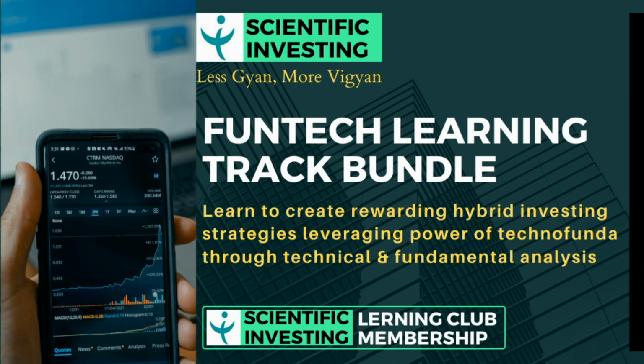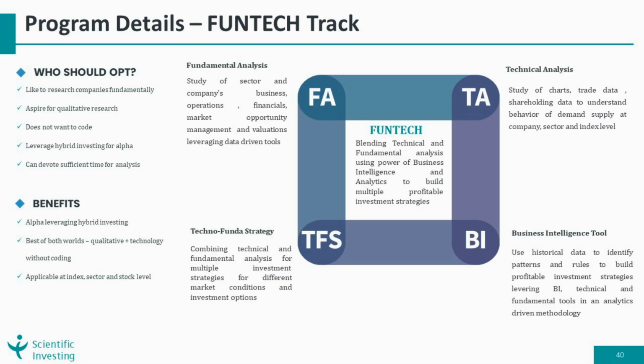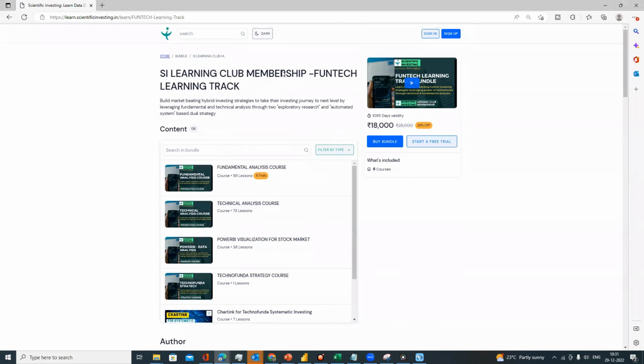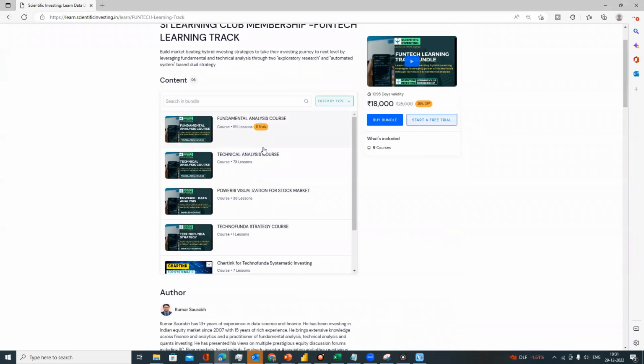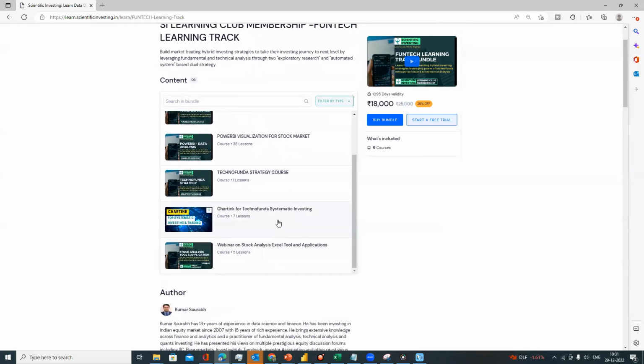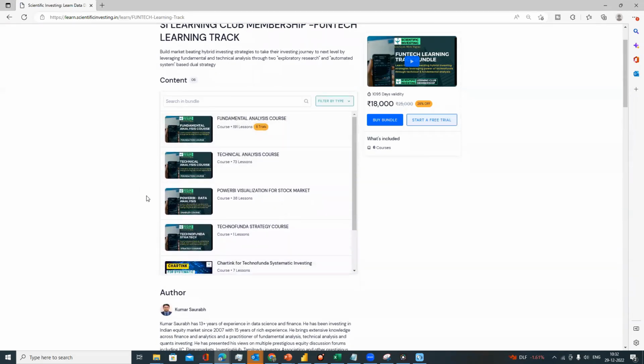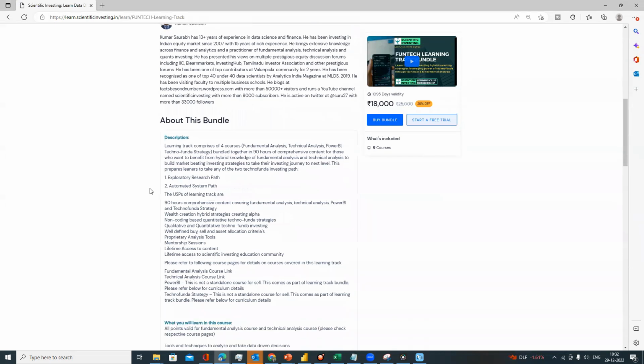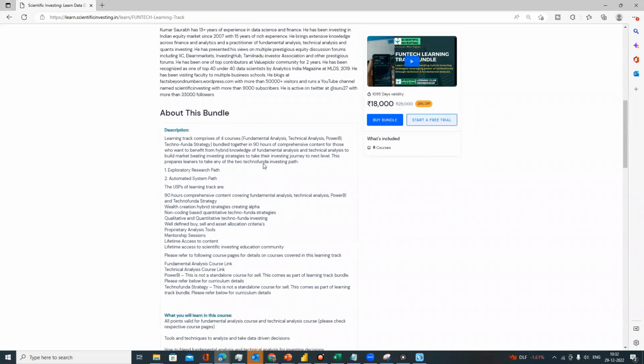In FUNTECH, apart from technical analysis and fundamental analysis, you get access to a Power BI tool, which will enhance your data analysis skills. And you have a Technofunda strategy course where we teach 2-3 highly successful hybrid strategies for blending fundamental and technical analysis and then creating a Technofunda investing strategy.